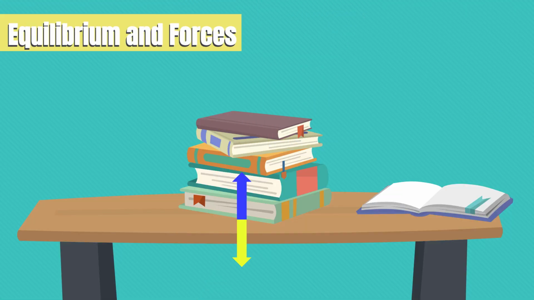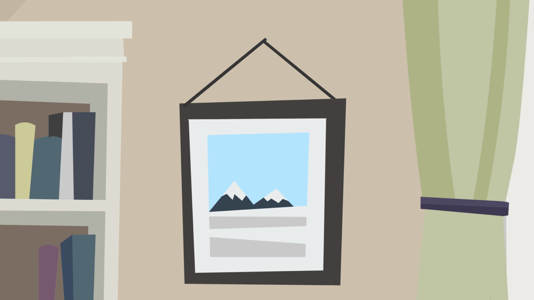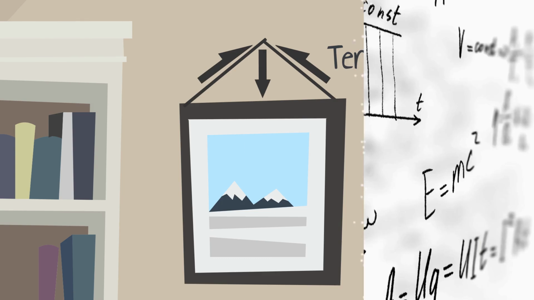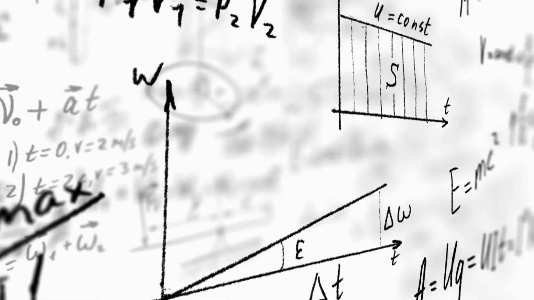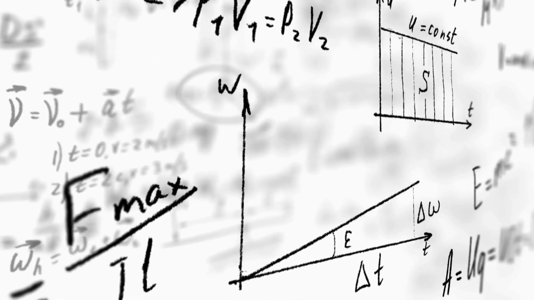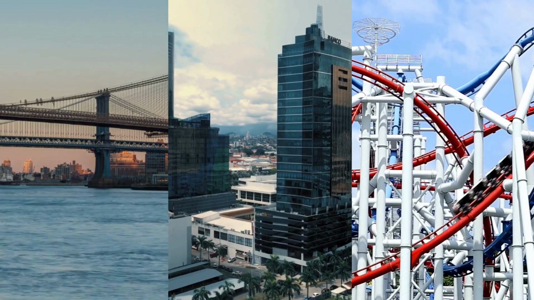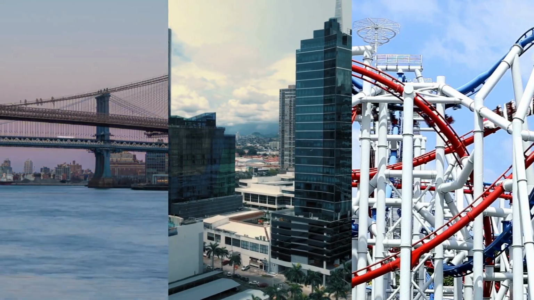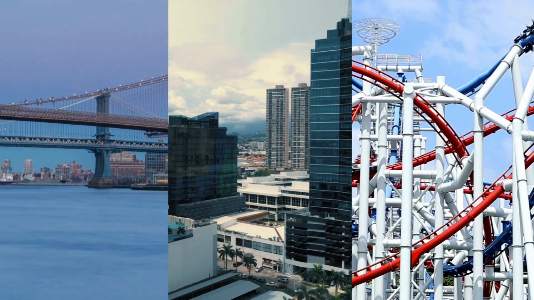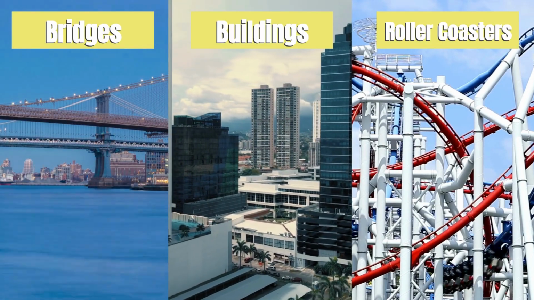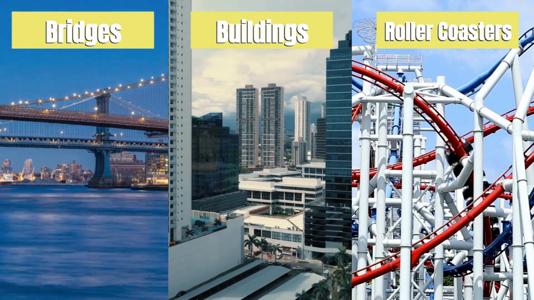Equilibrium and forces. When all forces acting on an object balance each other out, the object is said to be in equilibrium. Imagine hanging a picture on a wall. The tension in the string and the force of gravity must be perfectly balanced for it to stay still. Using vectors, we can figure out exactly how much tension is needed for equilibrium. In engineering, understanding equilibrium helps us build stable structures. Bridges, buildings, and even roller coasters rely on this concept.